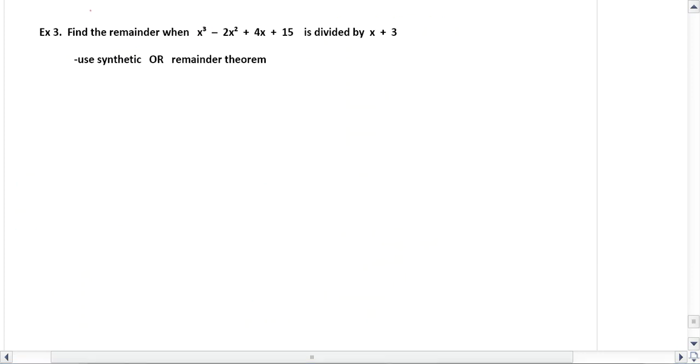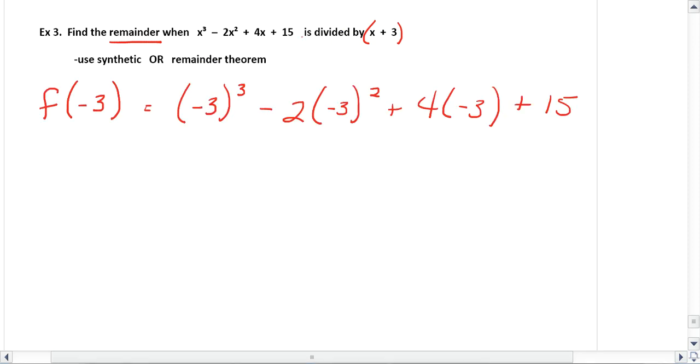In example 3, we are only asked to find the remainder when this polynomial is divided by this factor. Your choice, you may use synthetic or the remainder theorem. I think I'm going to choose the remainder theorem for this example. So just to remind you, the remainder theorem says if you take this factor and plug in the root of -3 and do the math, plug it in for x, what you end up with, your answer is the remainder. So I'm just going to do the math here.